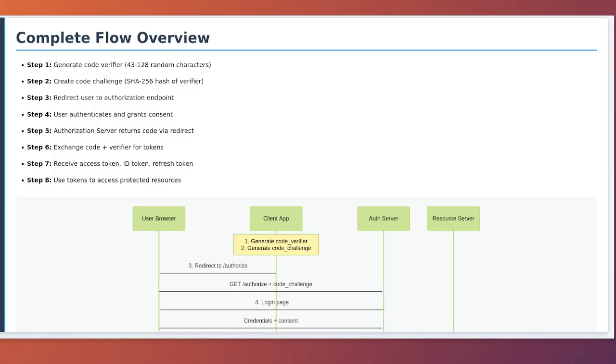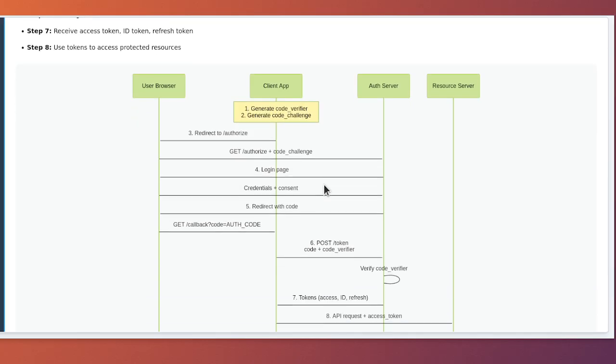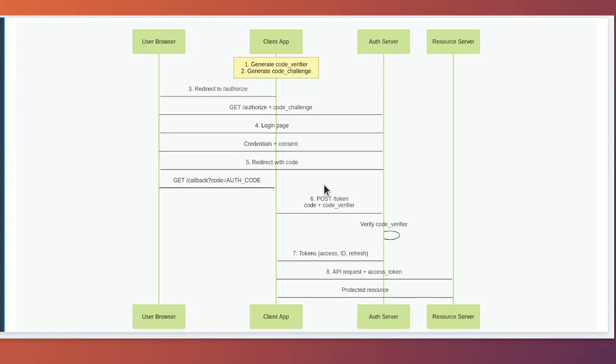Second, the client redirects the user to the authorization server's authorization endpoint with a complete set of query parameters including the client ID, redirect URI, requested scopes, response type, state parameter for CSRF protection, and the code challenge along with the challenge method. Third, the authorization server authenticates the user. This could involve username and password entry, biometric authentication, or any authentication mechanism the authorization server supports.